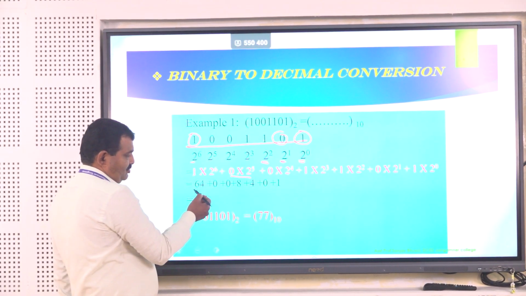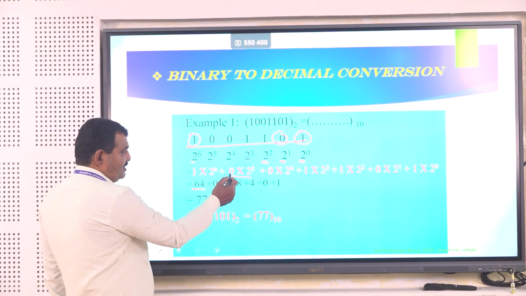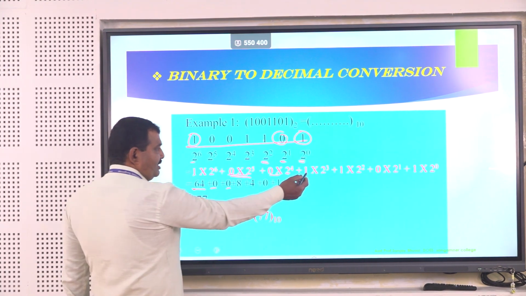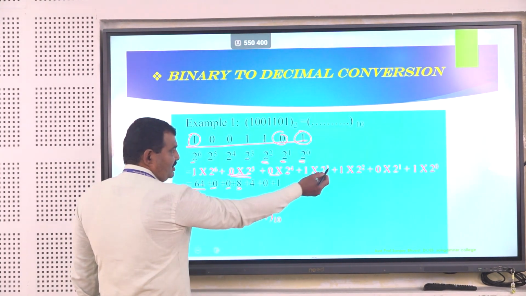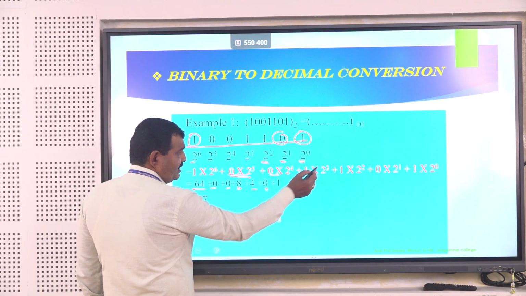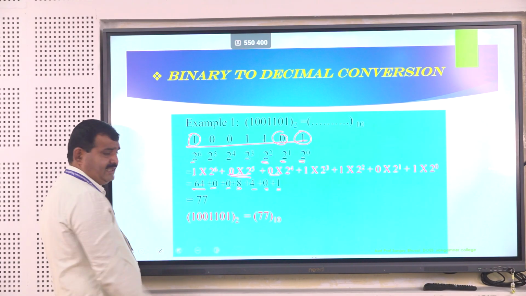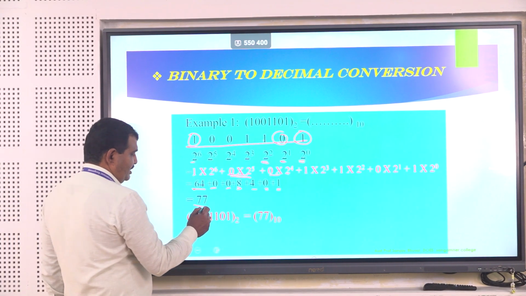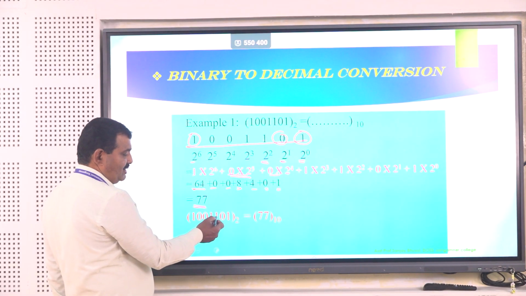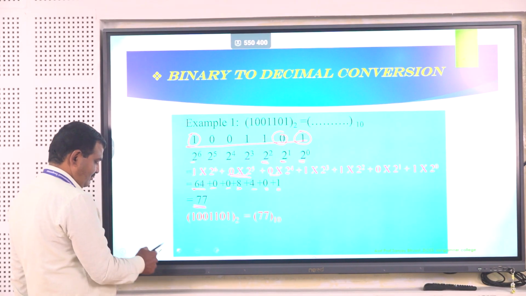And after solving this equation, 2 raised to 6 equal to 64, this term becomes 0, next term is again 0, then 2 raised to 3 equal to 8, 2 raised to 2 equal to 4, then next term is 0 and last 2 raised to 0 equal to 1. By adding this, the decimal equivalent is 77, that is this 1001101 binary is equivalent to 77 decimal.